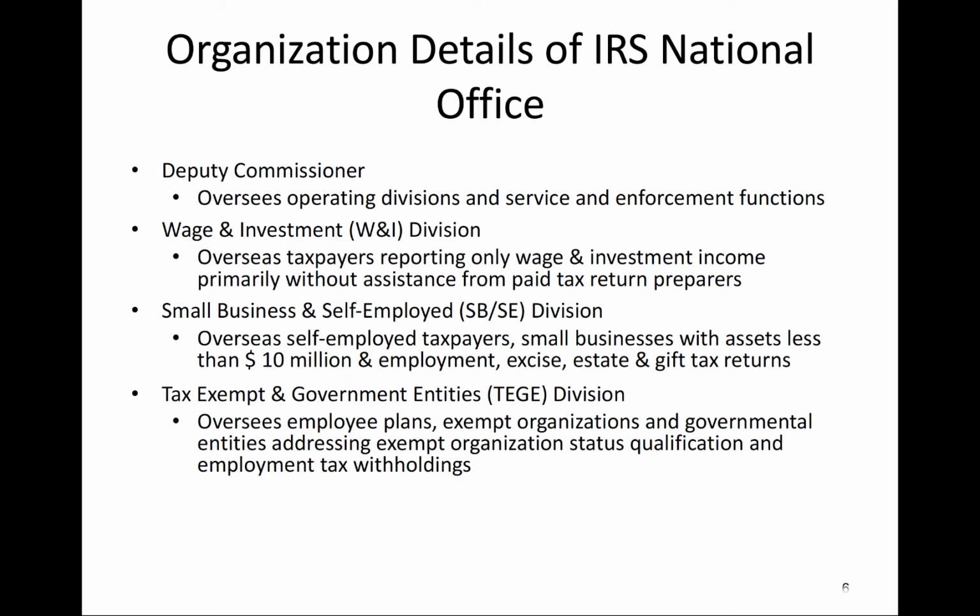So these different divisions really deal with the agents and collections of actually going out and determining whether there's a servicing issue. That's what the audit process is for, as well as the collections process. So the Wage and Investment Division deals with wages and investment income without preparation of paid tax return preparers. The Small Business and Self-Employed Division, really that's a big group, covers self-employed taxpayers, small businesses with assets of less than $10 million, and it also includes wealth transfer tax issues.